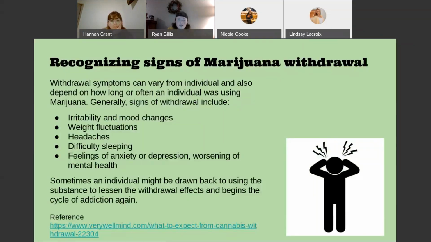There are a lot of signs when it comes to marijuana withdrawal, and it can vary from individual to individual and also depend on how long or how often an individual was using marijuana. Generally, those signs include irritability and mood changes, weight fluctuations, either gaining a lot of weight or losing a lot of weight, headaches or migraines, difficulty sleeping, and feelings of anxiety or depression, or the worsening of one's mental health. Sometimes an individual might be drawn back to using the substance to lessen the withdrawal effects and begin the cycle of addiction again.